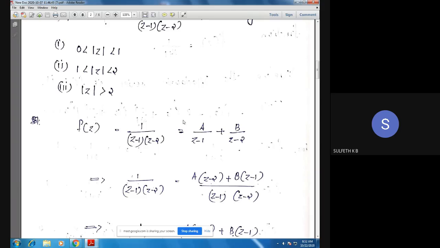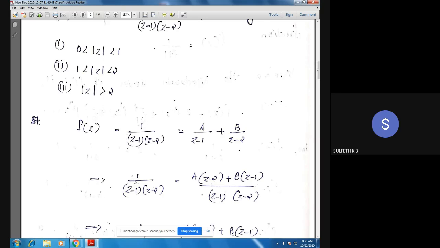You already studied these kinds of partial fractions in your previous semesters, right? Partial fraction methods in integration, differentiation. You already studied about partial fraction methods, right? Yes. Yes.